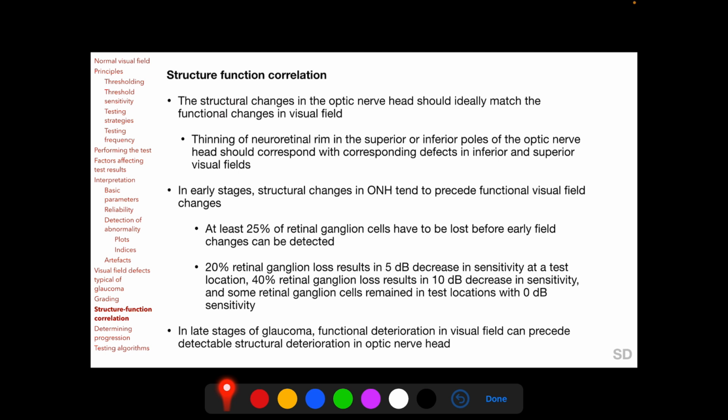The structural changes in the optic nerve head should ideally match the functional changes in the visual field. So thinning of the neuroretinal rim in the superior or inferior poles of the optic nerve head should correspond with corresponding defects in the inferior or the superior sectors of the visual field. In early stages, structural changes in the optic nerve head tend to precede functional visual field changes. But in late stages of glaucoma, functional deterioration in visual field can precede detectable structural deterioration in optic nerve head.